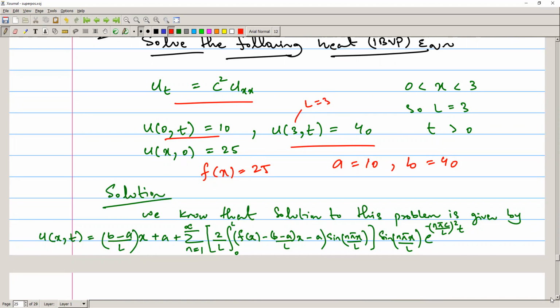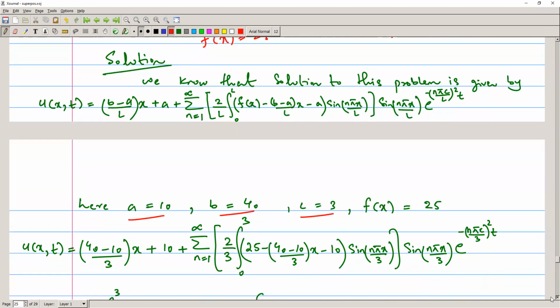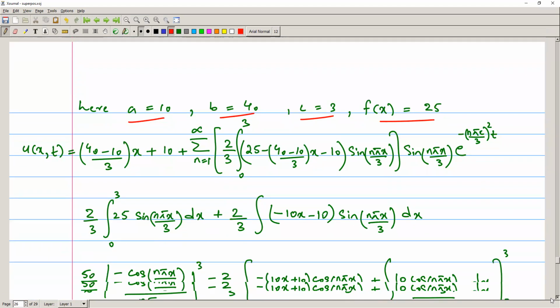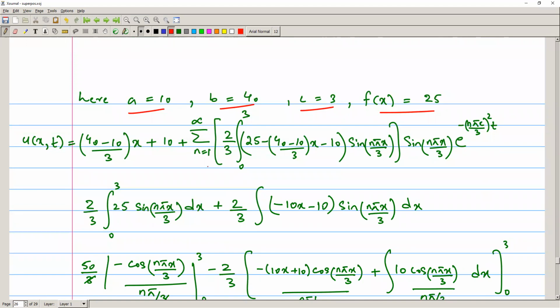All right, so we can replace these values, and f of x is equal to 25. So now we already know that this is the solution of this equation. So we will plug in the values: this is b, this is a, this is a again, and this 25 is f of x, and then this whole is v of x, right?